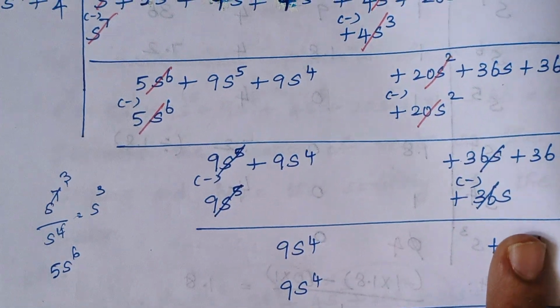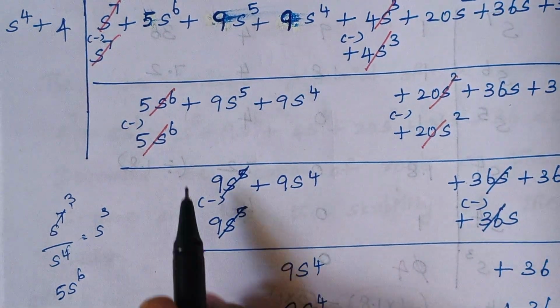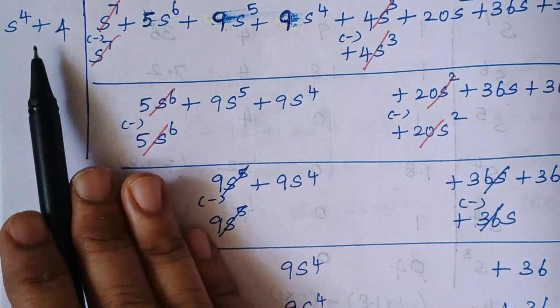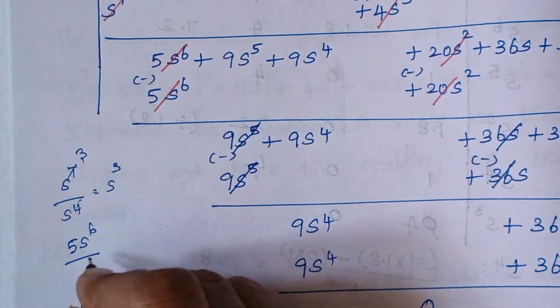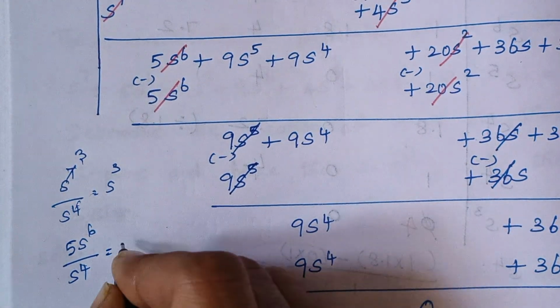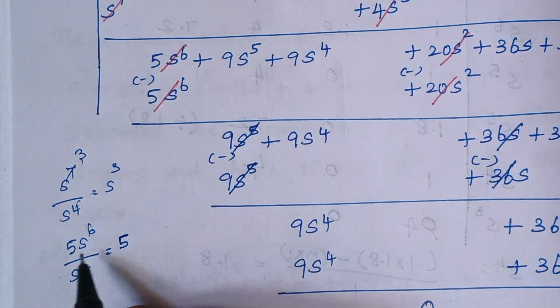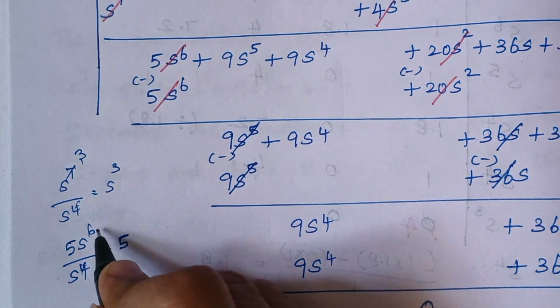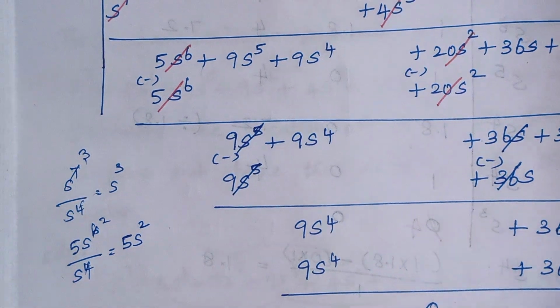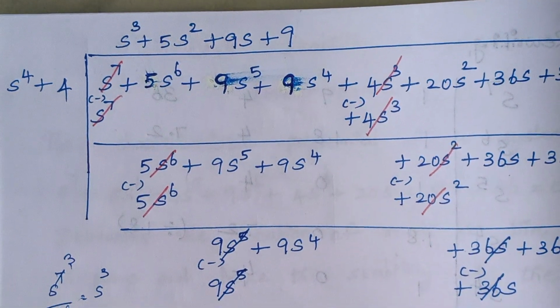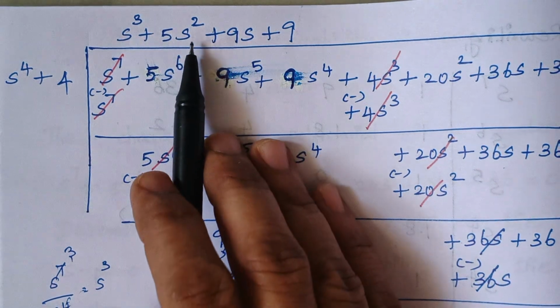So again we have to divide this 5s power 6 with the s to the power 4. So 5s power 6 divided by s to the power 4. What is the answer? You will be having this 5 remains as such. So when these two cancel, you will be having s square. Right. So here our second term is plus 5s square.